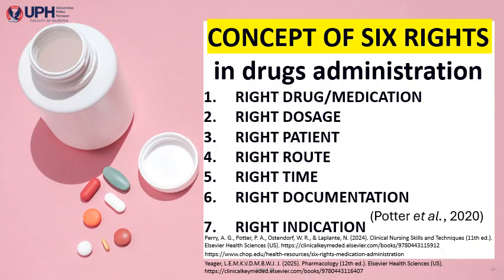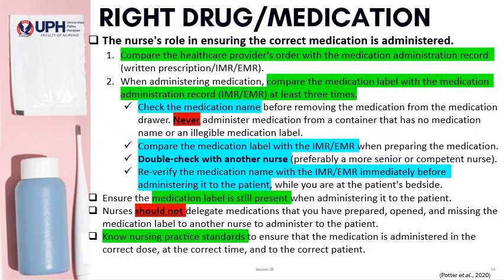Let's move on to the concept of the six rights in drug administration. Like most books now, we have what we call the six rights in drug administration: right drug or medication, right dosage, right patient, right route, right time, and right documentation. Some books also have the right indication, and some delete the documentation and replace it with right indication. It depends on which facility, but you have to know these are the six rights of drug administration. Now let's talk about them one by one.